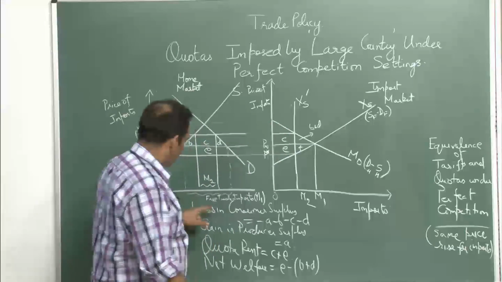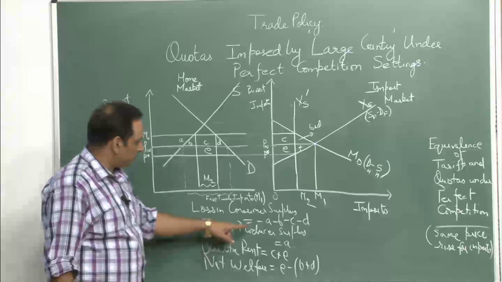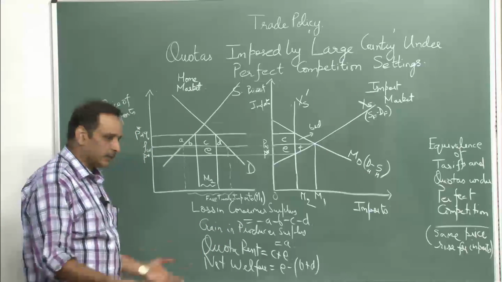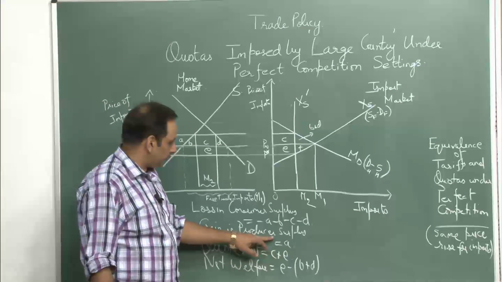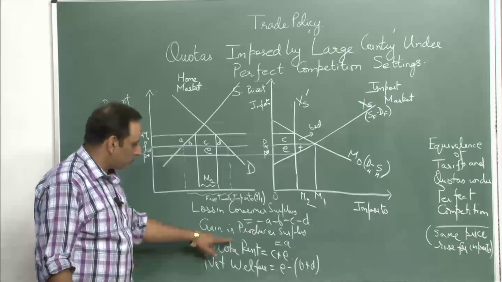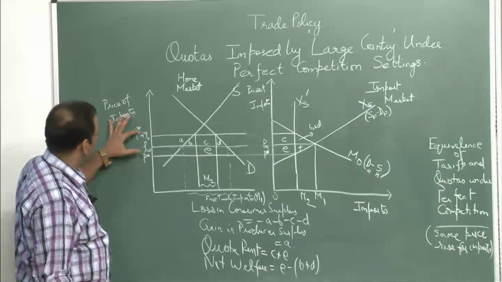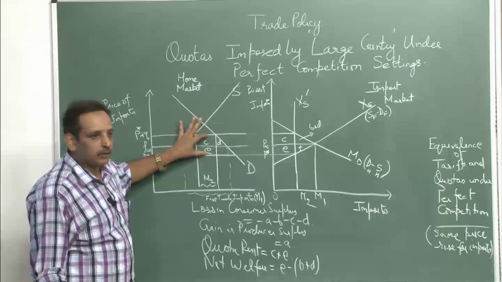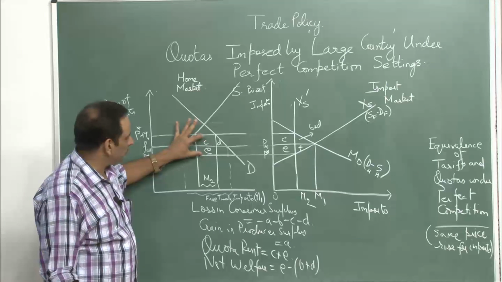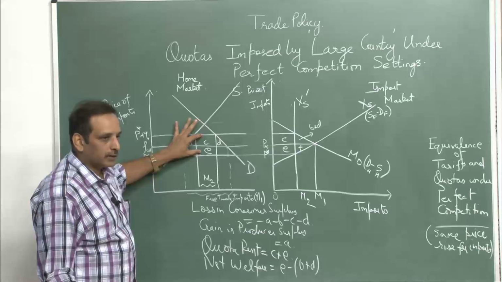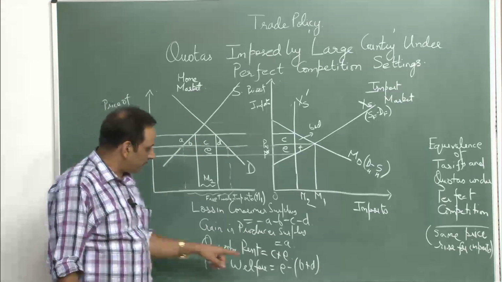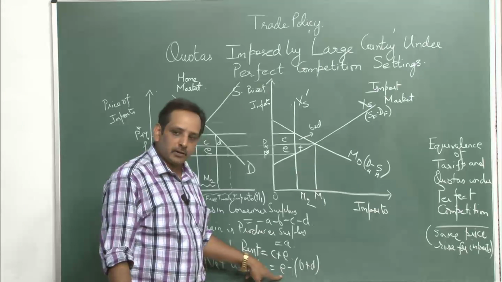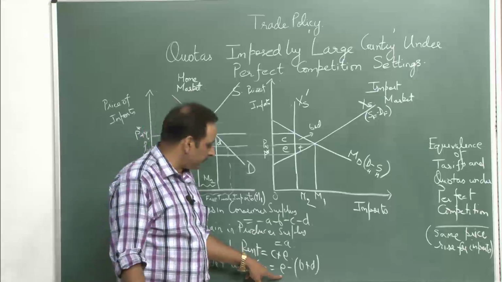and so the loss in consumer surplus is minus A minus B minus C minus D. The gain in producer surplus, because there is a rise in the price of the imported good, is A. The quota rent, the difference between P star plus Q and P star, is C plus E. This is the quota rent which accrues to the producers who get the license. So, the net welfare works out to be the same as the case when a large country imposed tariffs, that is E minus B plus D.